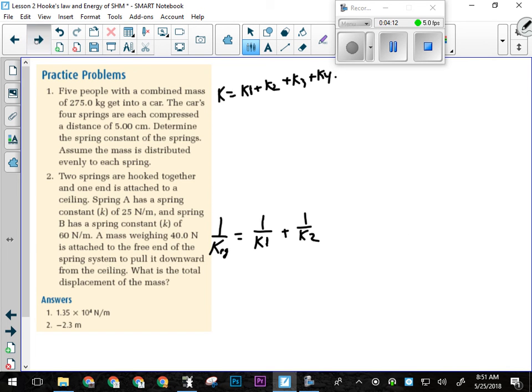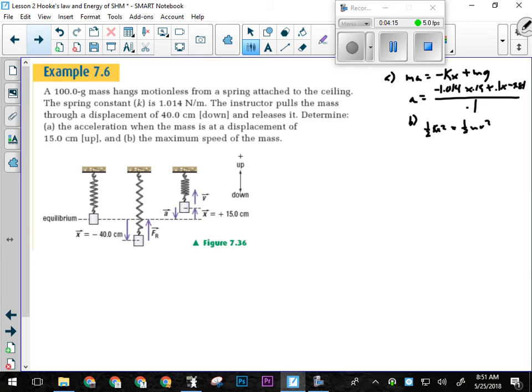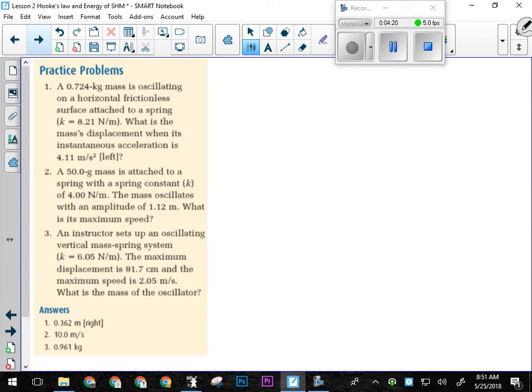All right, we are going to skip that because we don't have to do that kind anymore. And we're going to skip this one because we don't have to do that kind anymore either.